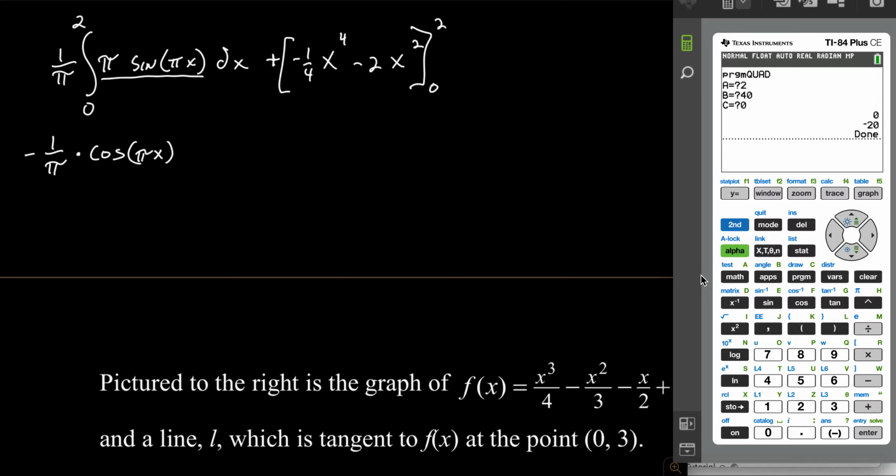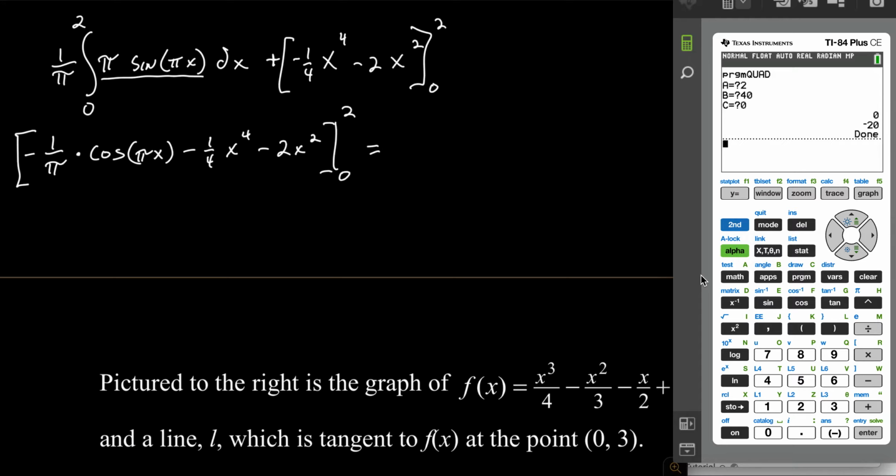All right? So then it's plus a negative, so I'll just say it's minus 1/4 x to the 4th minus 2x squared. Now the whole thing's been integrated, so I can evaluate it from 0 to 2. I'll do it like this. Okay, so pause the video, take a second, and evaluate that.